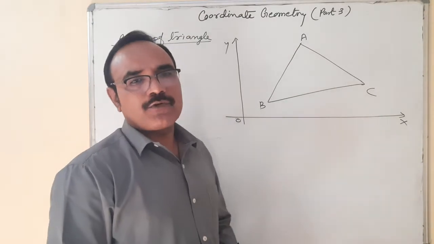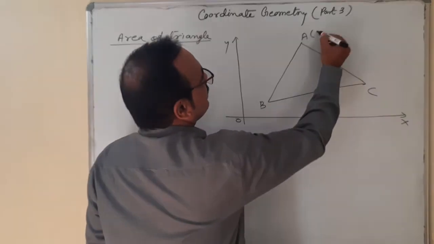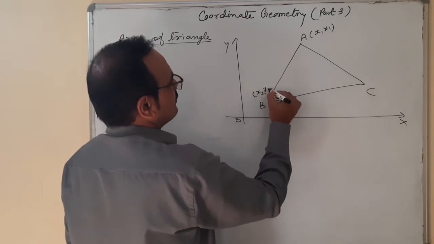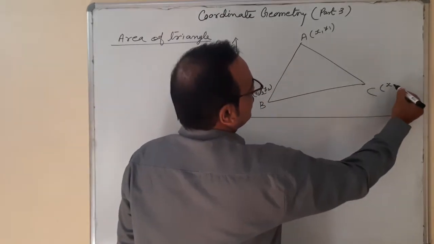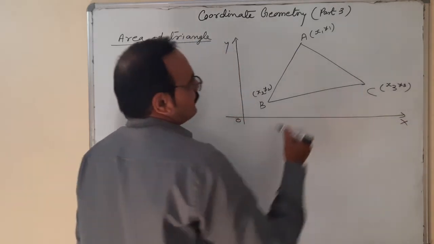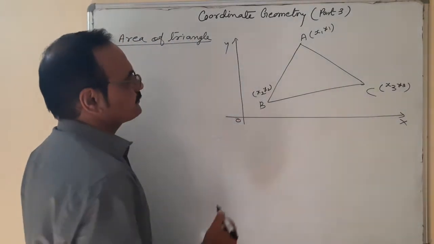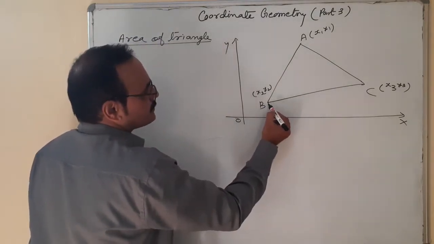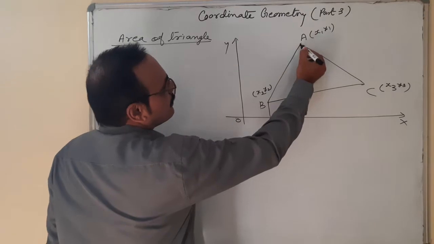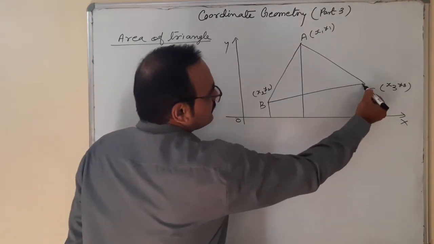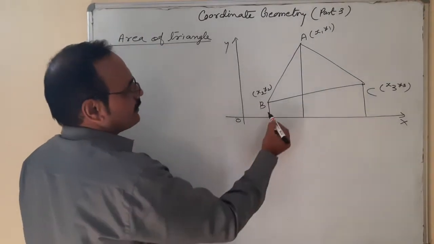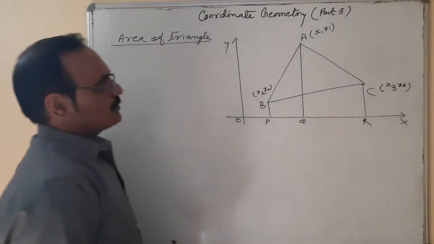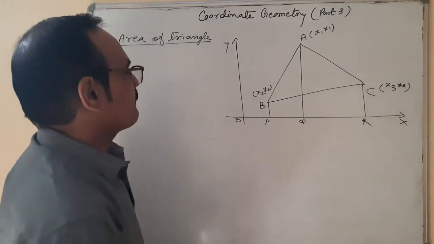There are three vertices of a triangle. Let A be x1 y1, second B be x2 y2, and third C be x3 y3. Now we are going to find the area of the triangle. Draw three perpendiculars on the x-axis. This is P, Q, R.